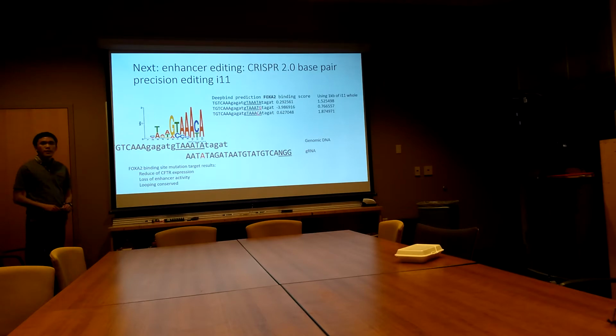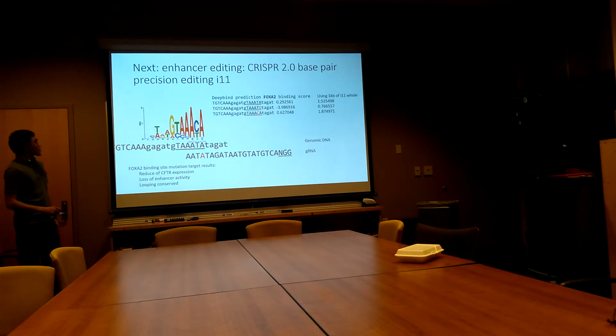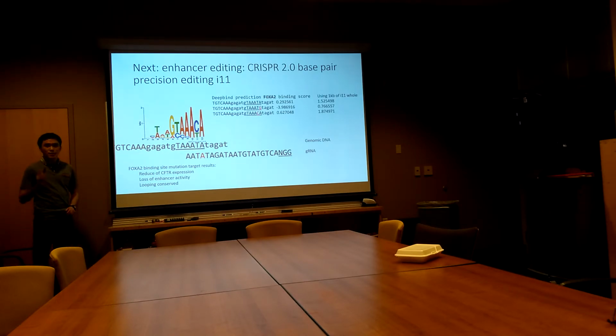And here we predict that after inducing this enhancer mutation, we are likely to see FOXA2 binding decrease at this specific site. Also, since this intron 11 is very important for the transcription regulation of CFTR, we're likely to see a reduction in CFTR expression and loss of enhancer activity, since we believe that FOXA2 is one of the drivers that opens up this chromatin and maintains open chromatin and enhancer activity.